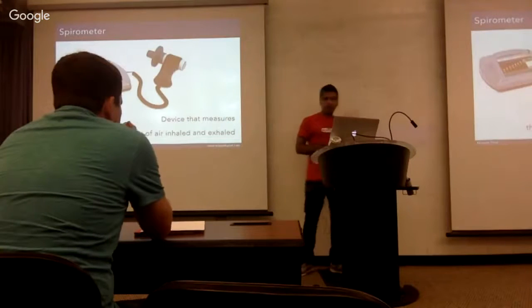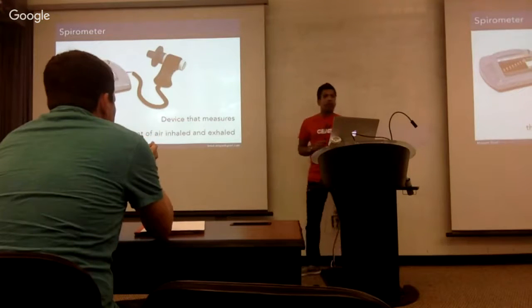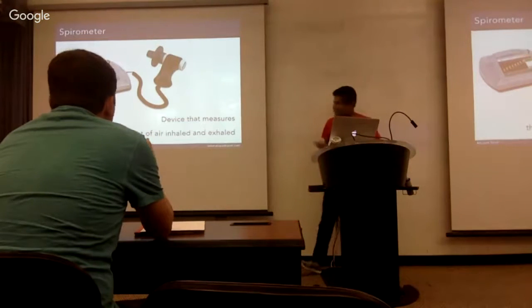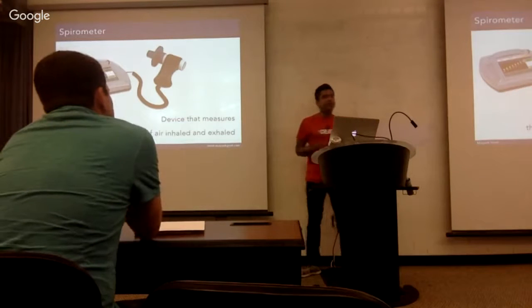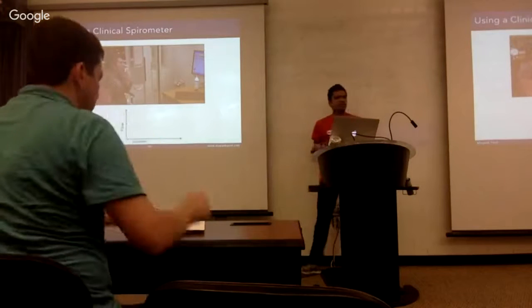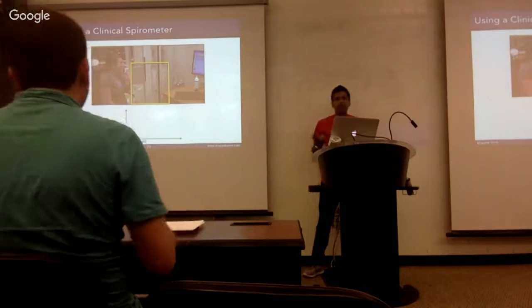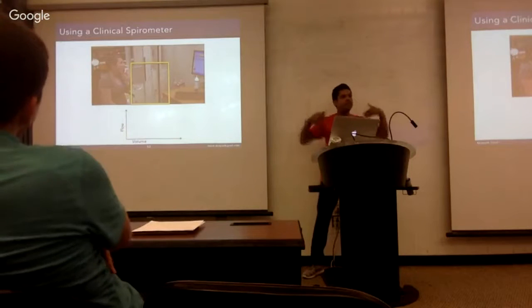So currently the device that is used to measure the severity of lung impairments is this device called a spirometer. And this device basically measures the amount of air inhaled and exhaled. Let me first show you a quick video of how this device is used. In this case, the spirometer is that big white box in the back. And at the start of the test, the patient takes the deepest breath they can.